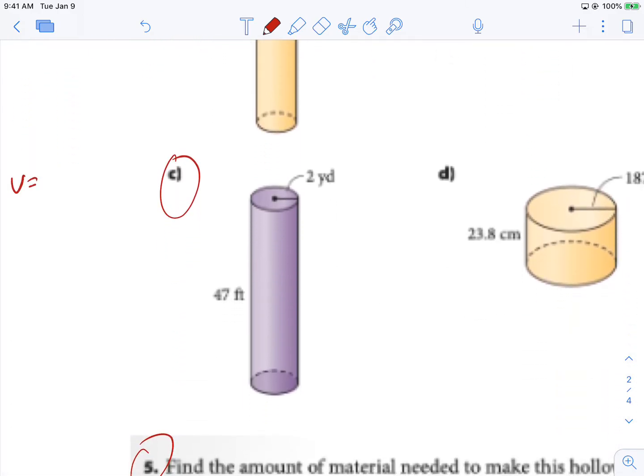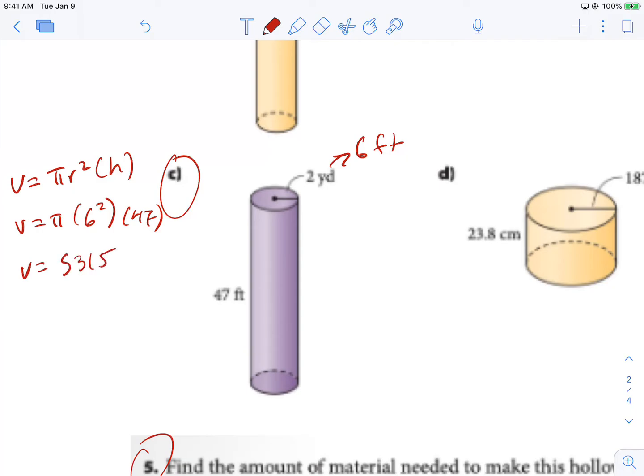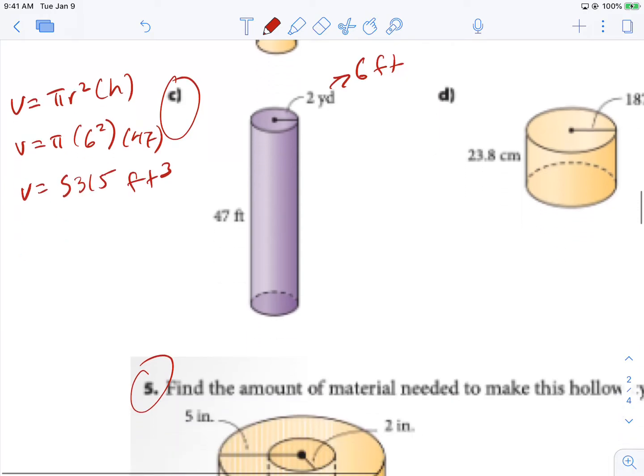For C, we have volume equals pi r squared times our h. Remember yards, this multiplied by 3, you get 6 feet. So volume is pi r squared, so that's 6 squared, times our h, which is 47. So we're going to end up with 47 times 6 squared times pi, and we get 5,315 feet cubed.